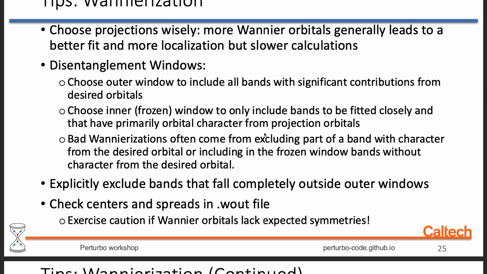And so oftentimes if your Wannierization looks kind of bad, it often comes from either essentially forcing the calculation to include a band that you don't want, so putting a band that you don't want in the inner window, or excluding part of a band that you do want, so putting a band that you do want outside the outer window. And then it's good to explicitly exclude bands that are completely outside the outer window.